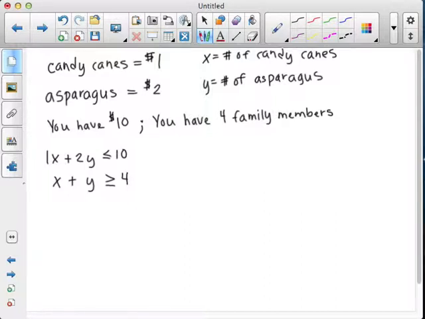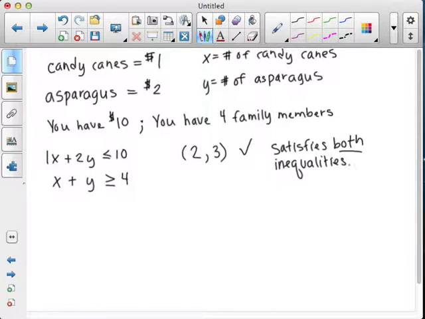So I could buy, for example, 2 candy canes and 3 asparagus. 2 times 1 plus 3 times 2, so that's 8. 8 is less than or equal to 10, and 2 plus 3 is 5, which is greater than or equal to 4. So check. This satisfies both inequalities. So when you have 2 equations like this, or inequalities like this, a solution has to satisfy both of them. It has to work in the first and it has to work in the second.